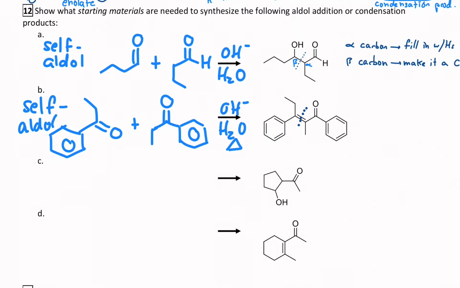Okay, I want you to try the other two. Hit pause and see if you can figure out what the starting materials would be for C and D. These are intramolecular aldol products, but do the same thing. Find the alpha-beta bond, break it, and follow your notes up above to figure out what the starting materials look like. Okay, let's see how you did.